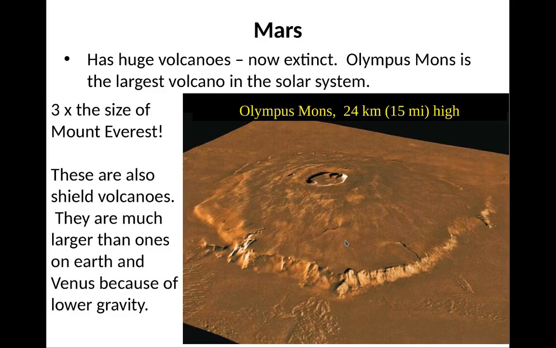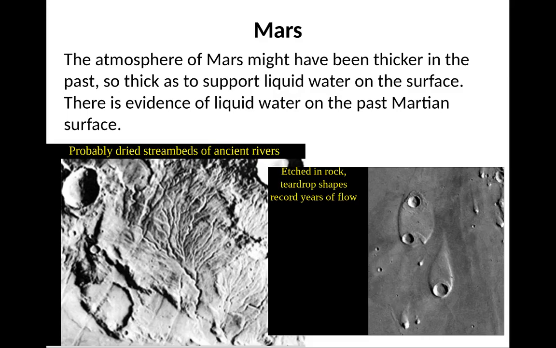Mars actually has huge volcanoes, which are now extinct. For instance, Olympus Mons is the largest volcano in the solar system and is larger than any mountain on Earth at 24 kilometers or 15 miles high. It's 3 times the size of Mount Everest. These are also shield volcanoes, but they're much larger than ones on Earth and Venus, possibly because of the lower Martian gravity.